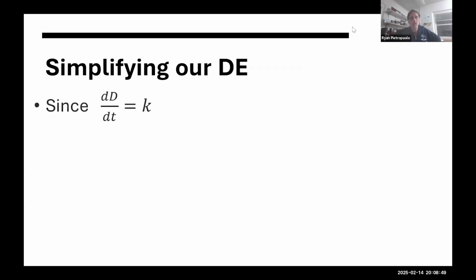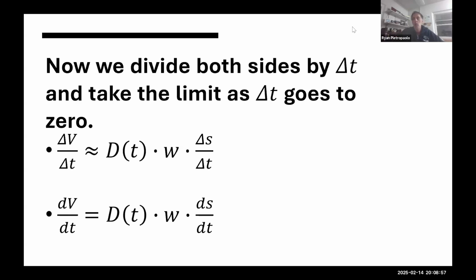So let's simplify our differential equation. And we know that the rate of change of the depth is K, right? Let me go back to this equation just for a second. We have D of T in there. We'd like to get rid of that, right? And we know the depth is changing at a constant rate, so maybe we can change that out. If the depth is changing at a constant rate, then we know D of T is going to be a linear function, right?